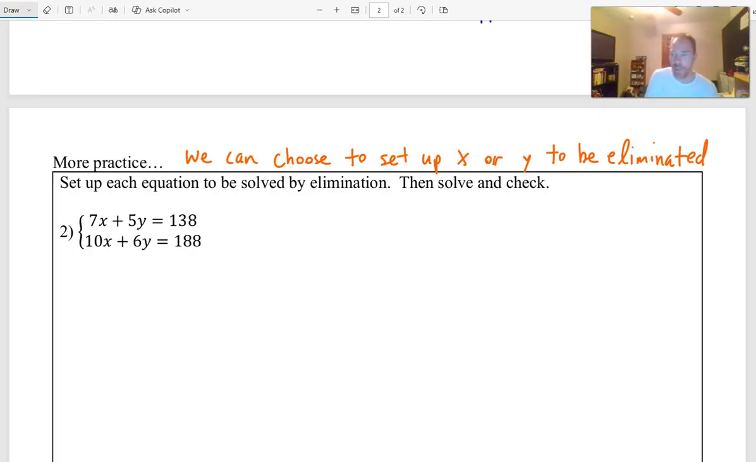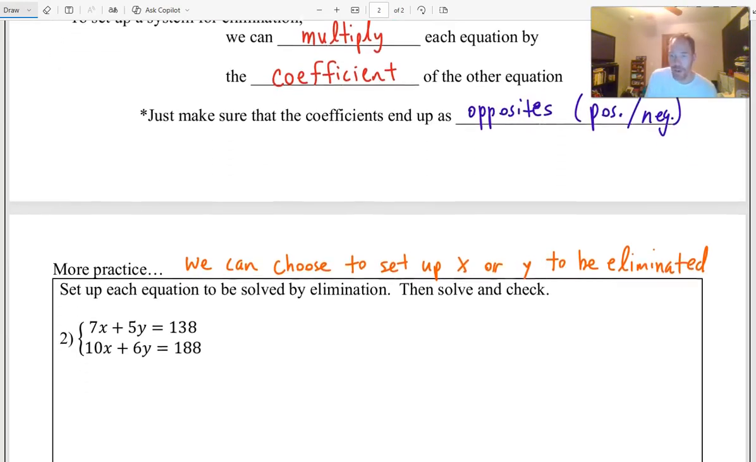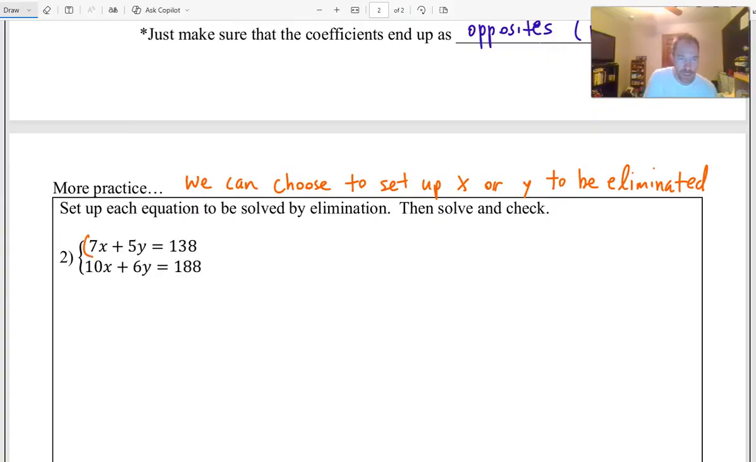So we said, what did we say here? Let me scroll back up quick. We can multiply each equation by the coefficient of the other equation. So I can say, all right, let me take that first equation. If I'm setting this up for x to be eliminated, I'm going to multiply by the coefficient of x from the other equation. So the second equation, the coefficient is 10. So I'm going to multiply that. So my new first equation, 10 times 7x is 70x. 10 times 5y is 50y, positive 50y. And then that will equal 10 times 138 is 1,380.